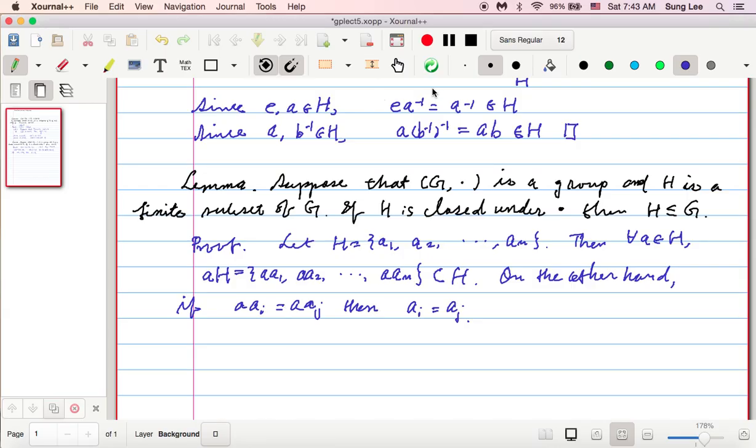I can write it here, right? So this is equivalent to: if AI and AJ are different, then A times AI is not equal to A times AJ. Okay, so that's the contrapositive. These two are actually equivalent statements. So what does this mean?